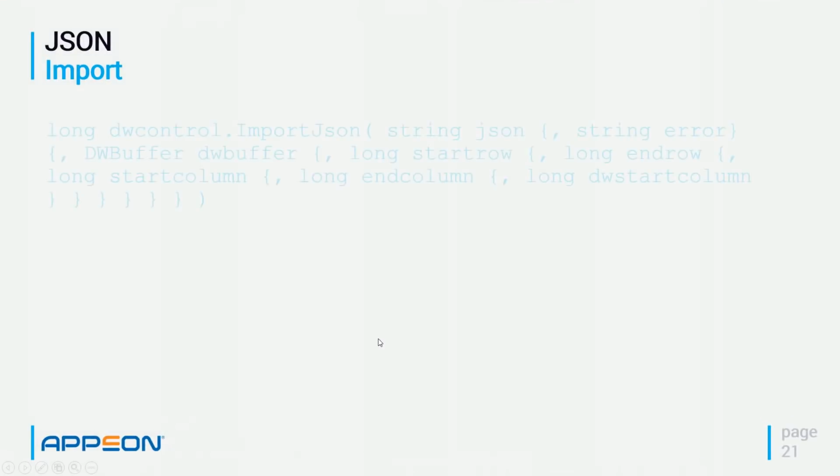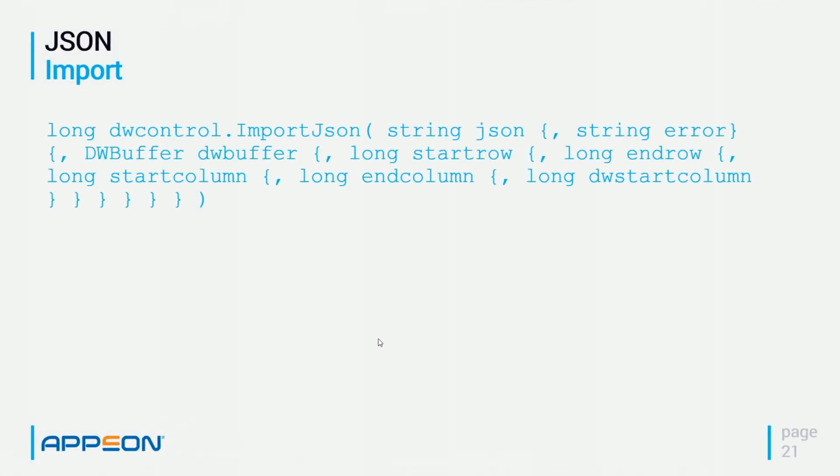So that's how we export the JSON. How do we get it back in? Well, we do that through the import JSON function. There's only one argument that's required, and that's the string of JSON. You might be asking, where's that Boolean format? Well, the data window is pretty smart. It figures out when you hand it the JSON whether it's the standard data window JSON or the simple JSON, so you don't need to tell it that.